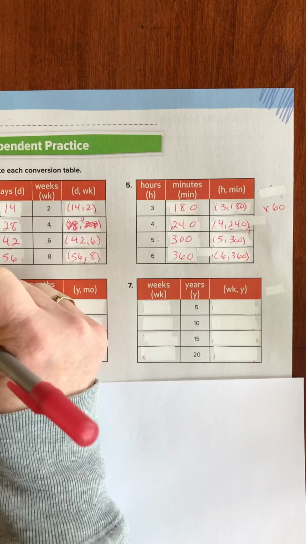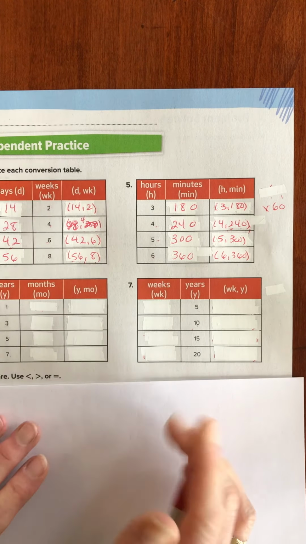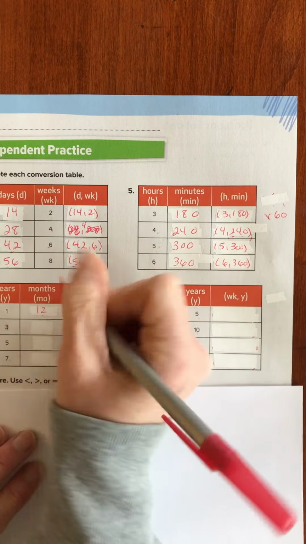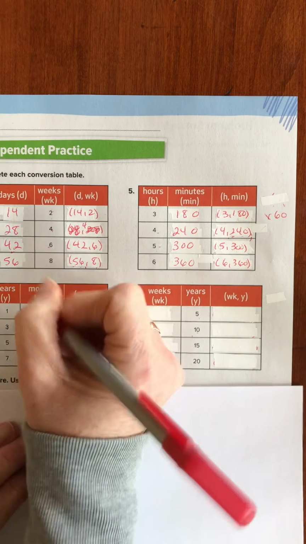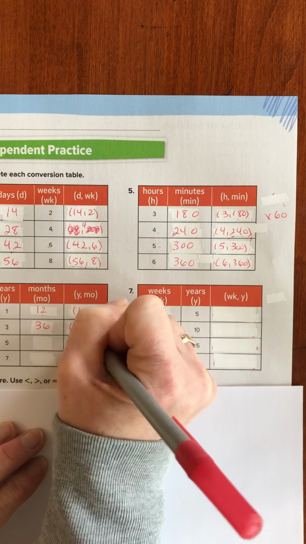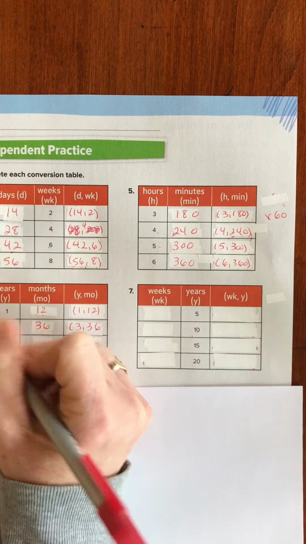So this time you're going to times it by 12. Hopefully you know your 12s. 1 times 12 is 12. So this is 1 and 12. 3 times 12 is 36. So it's 3 and 36. 5 times 12 is 60. This is 5 and 60.